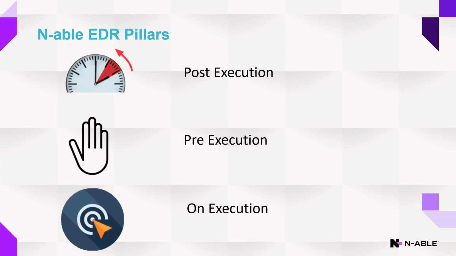The last pillar is the behavioral pillar, and this is the crown jewel of Enable EDR. This is where EDR watches every process that is being spun out from a machine and asks, what exactly is this process doing? And what that allows us to do is to stop threats in real time as they're being spun up.